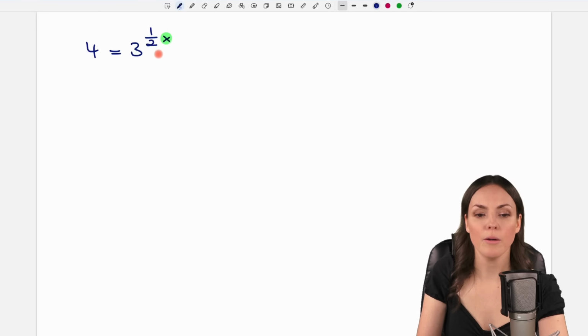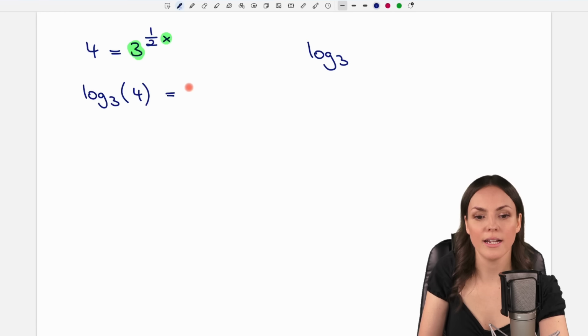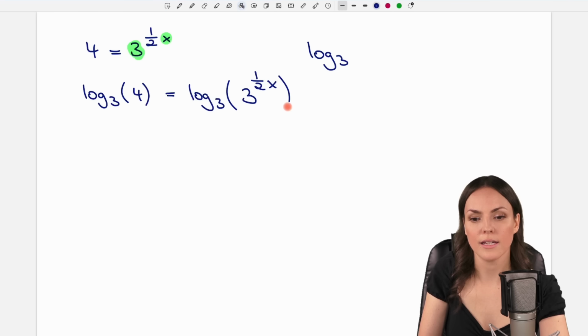So I want to apply the logarithm on both sides of this equation, and the easiest way to use the logarithm is to use it to this base. So log base 3 is what I'm going to apply on both sides of the equation now. So I have log base 3 of 4 on the left side. The same on the right side, I have log base 3 of this whole thing here, so I have to write everything inside my logarithm.